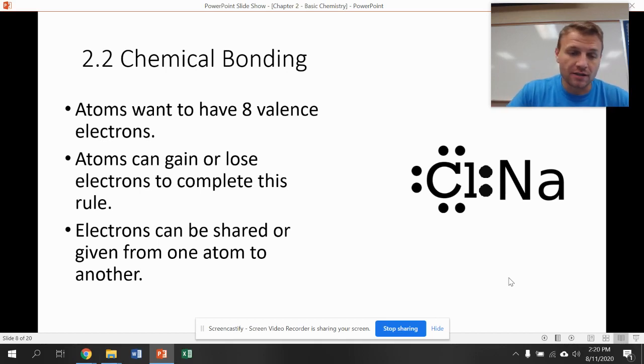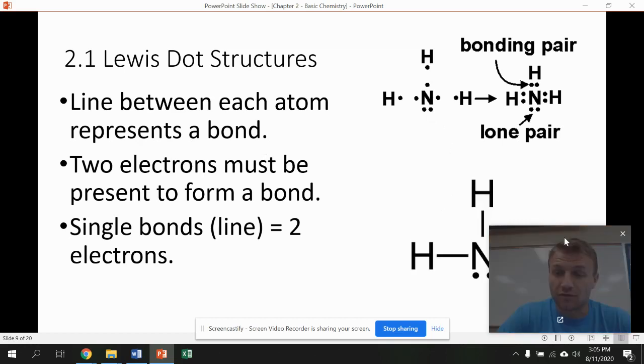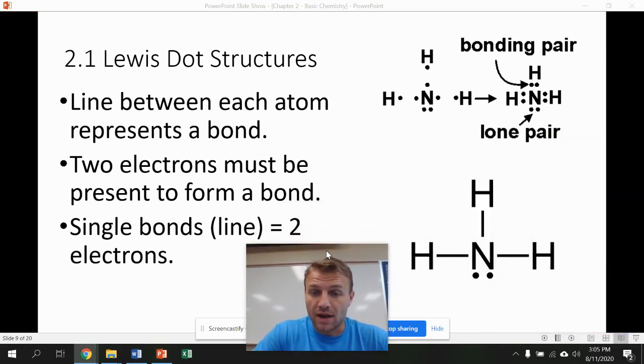Lewis dot structures are something you probably did a lot in chemistry, but we really don't need to know too much about them in biology, but you should know the basics. Lewis dot structures just show us where chemical compounds form between different atoms and different elements. You can see here a line between each element represents a chemical bond. That's really important to know going forward. So what we're going to see is NH3. It's going to form this chemical compound here.